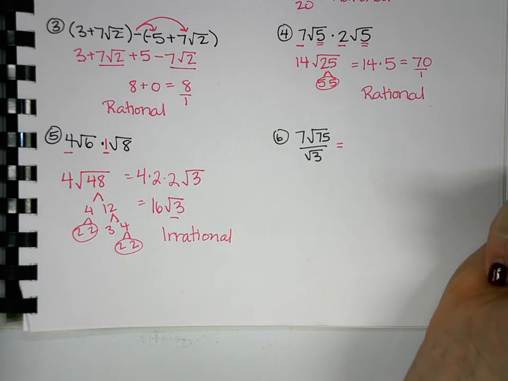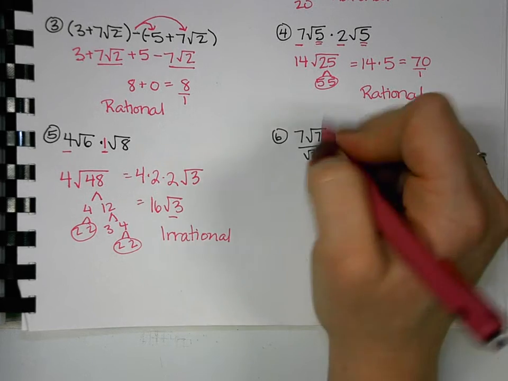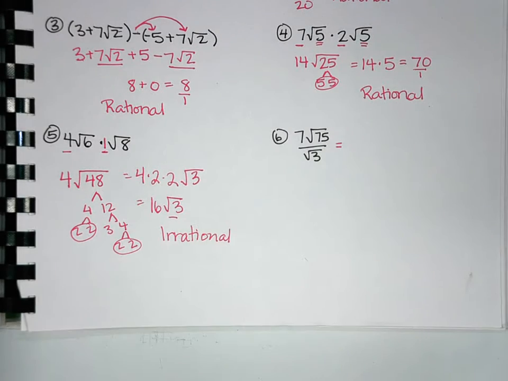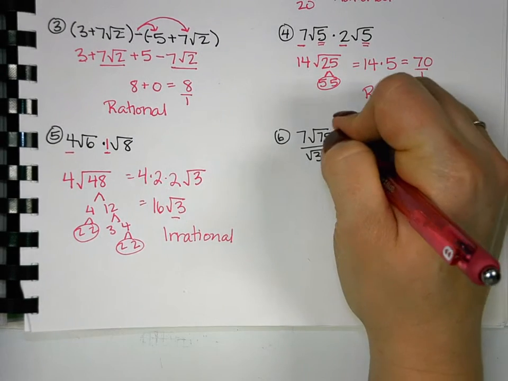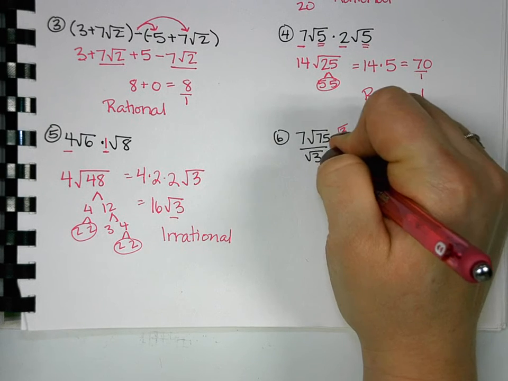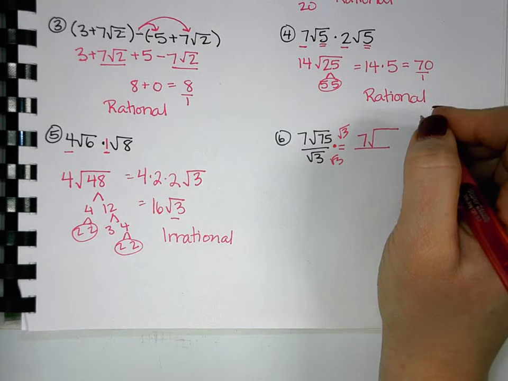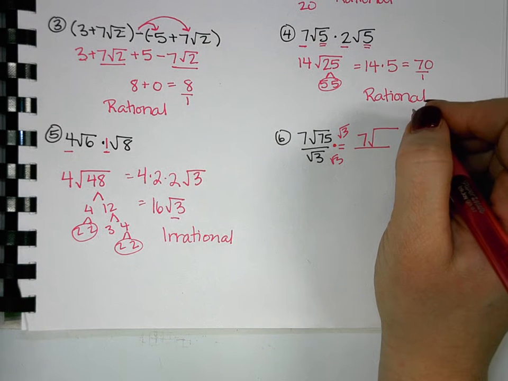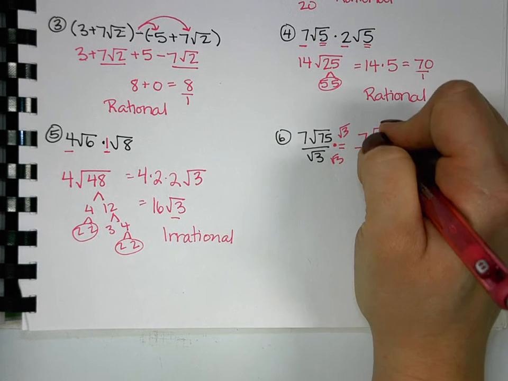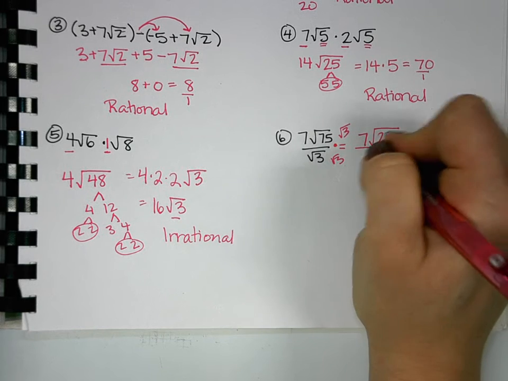Okay, last one, this is a division. So remember, we can't have a radical in the bottom, so we multiply top and bottom by root 3. So on top, we're going to have 7 square root 225 over square root 9.